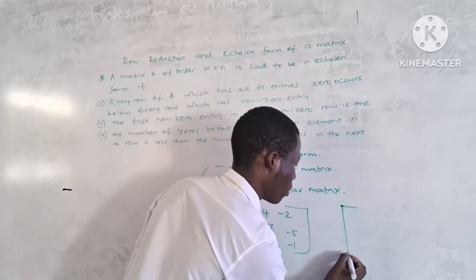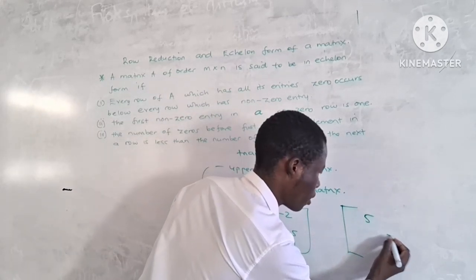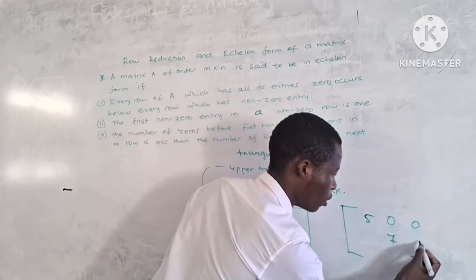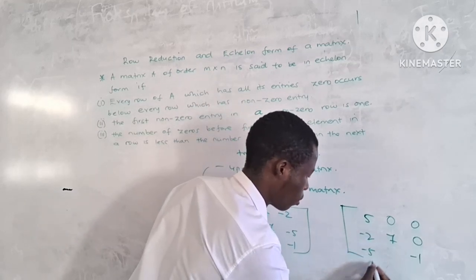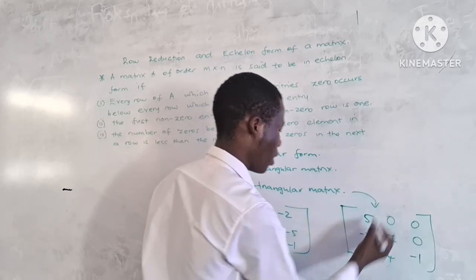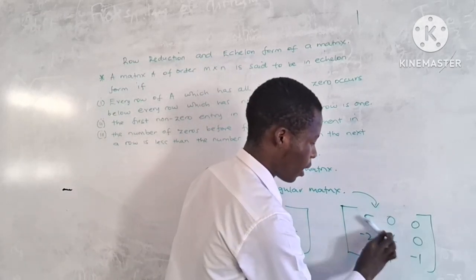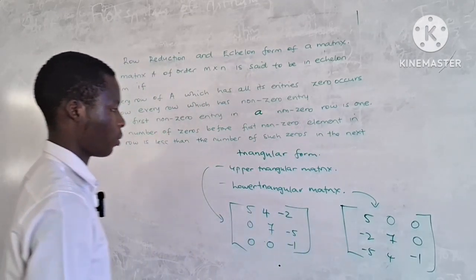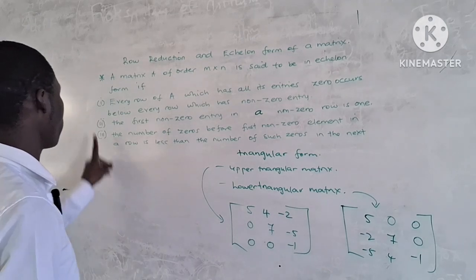What about this? I am going to use the same matrix. We have 5, 7, negative 1, 0, 0, 0. Then I'm going to say negative 2, negative 5, then 4. This is a lower triangular matrix. So all the elements above the main diagonal are zeros. Okay, so let's move on to the first point.